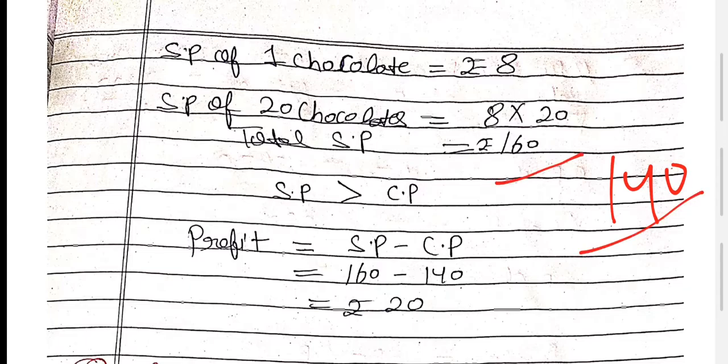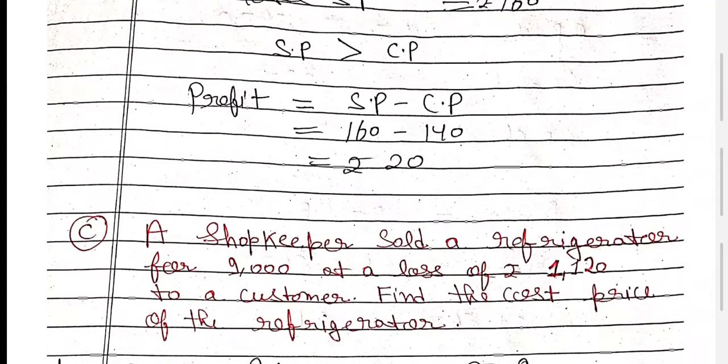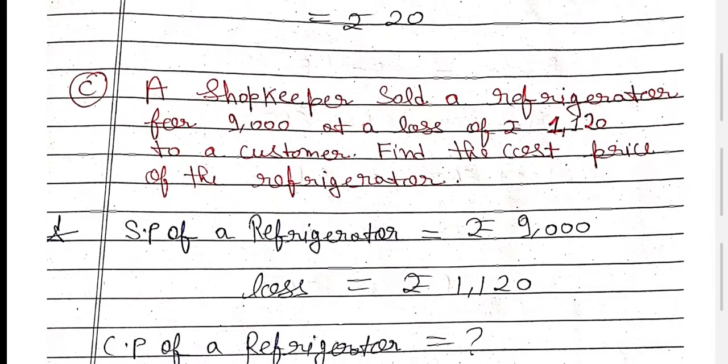Now do the comparison. SP is greater than CP, so what do you have? Profit. Then profit is equal to SP minus CP. Put the value of SP 160 here, CP 140 here, then subtract and you will get 20. So what is your profit? Rupees 20.